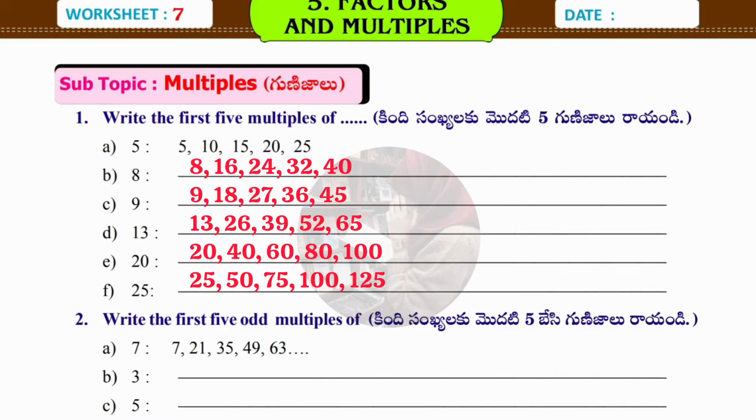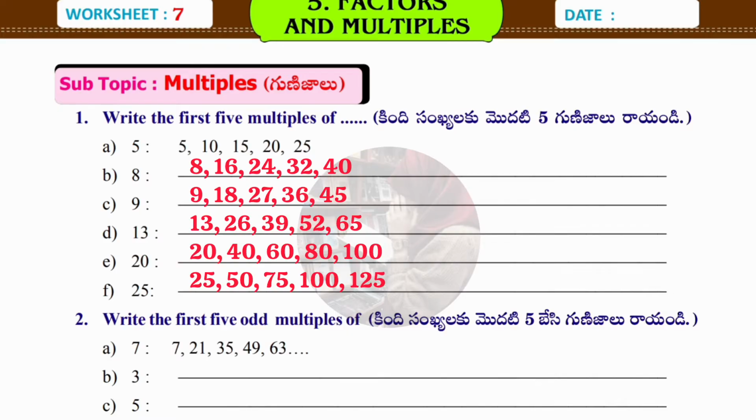Okay, write down the odd multiples. So 7 1s are 7. 7 is an odd number, that's why write down 7. Then 7 2s are 14. 14 is an even number, that's why skip that. 7 3s are 21. 21 is an odd multiple, that's why write it down, 21.